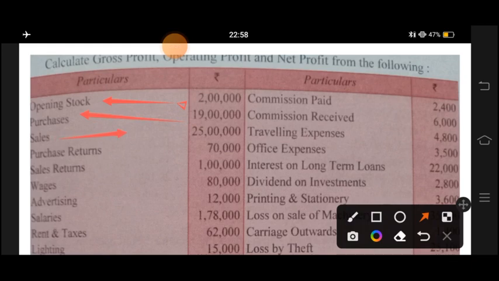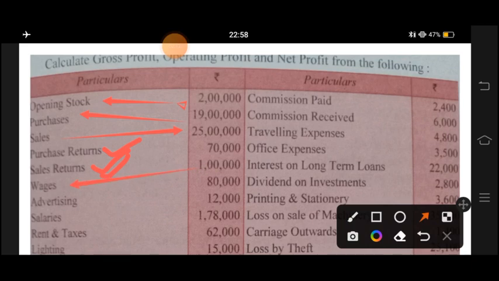But if we talk about the value of sale, it will be credited in the trading account. And when we talk about the transaction of purchase return, it will be reduced from the value of purchase. And ultimately, when we talk about the sales return, it will directly be reduced from the value of sales. Later on, when we talk about the value of wages, it will be a part of the trading account.